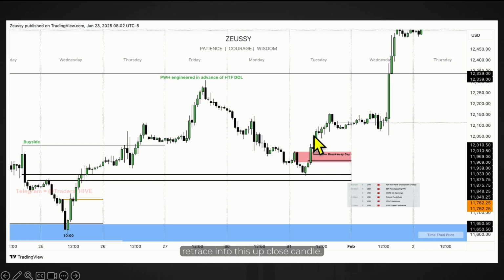We see the market retrace into this opco candle, and this is your low risk buy within a market maker buy model, with our original consolidation being up here, with the previous week's high being the draw on liquidity. A breakaway gap gets created and the market expands higher.